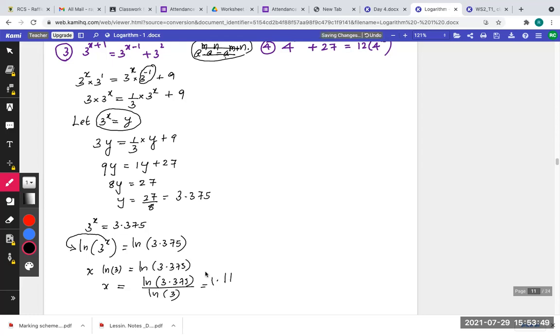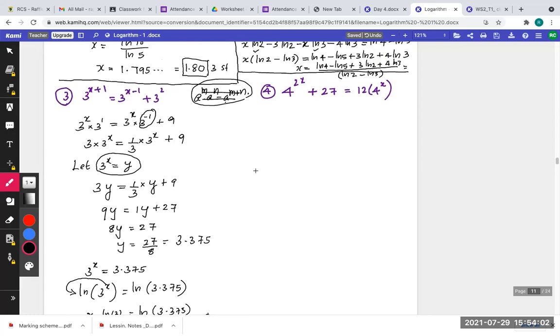107, that means 1.11 to 3SF, right? 1.11 to 3SF. That's the value of X. Don't stop at Y, because Y is not the variable in our question. In our question, it is X, right? So you can do the same thing here in number 4.